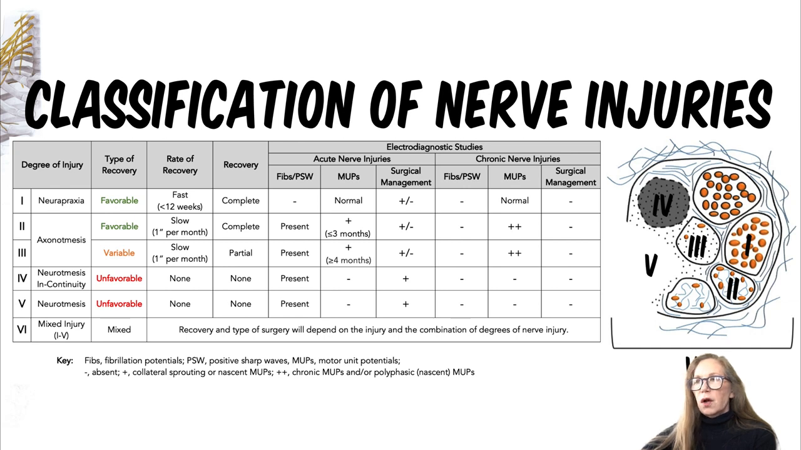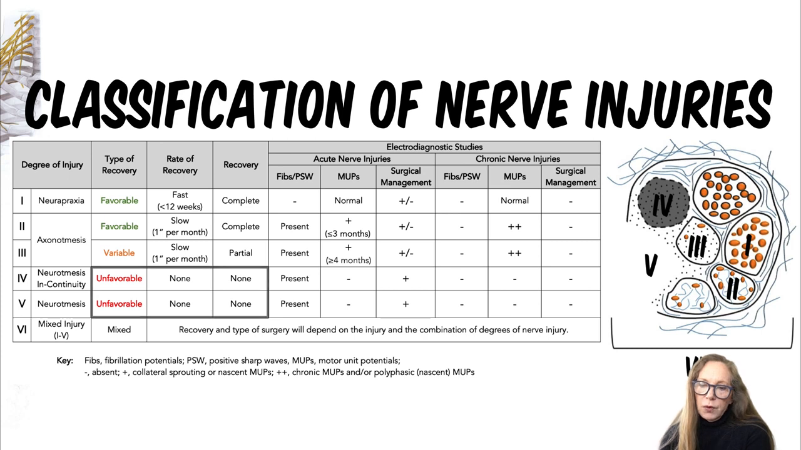So here we go. Always start with the classification. Over on the far left, you can see the classifications that we're familiar with: Seddon's classification, Sunderland's classification. But take a look at that classification that's colored. This is what surgeons want to know, and especially patients want to know. Will my injury get better? And will it get better fast or slow? Or am I in the unfavorable group where it's not going to get better?